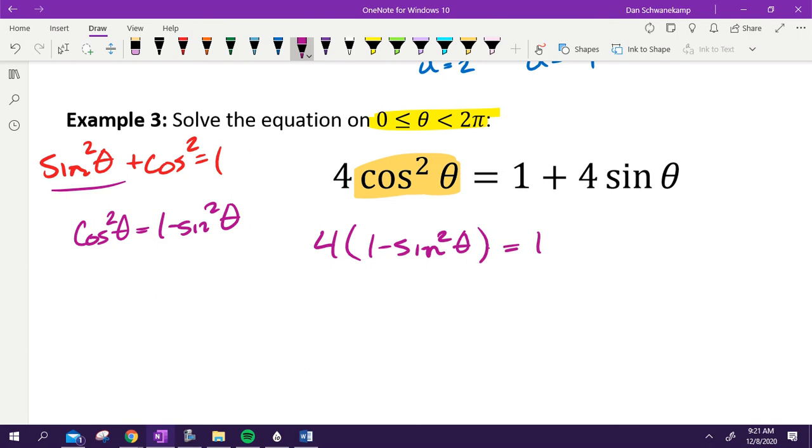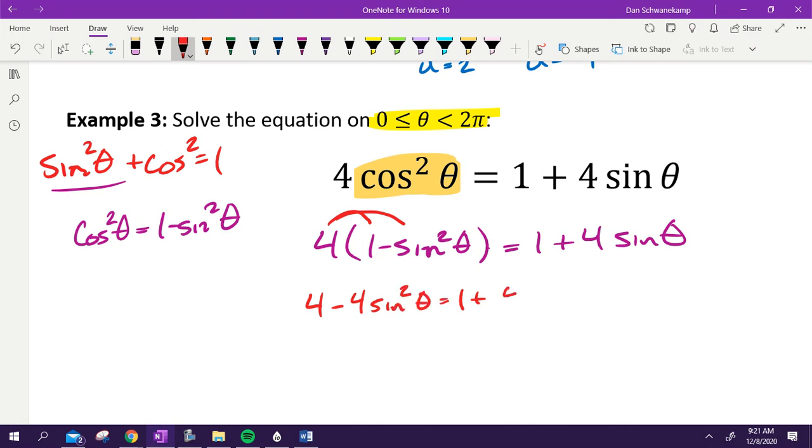Lovely. Then what'd you do? Okay. Good. Yeah, there's a whole lot of stuff you got to do here. But yeah, distribute that thing. So I get 4 minus sine squared theta equals 1 plus 4. Oh, I'm sorry. I didn't distribute that. 4. Silly goose. There we go. Is equal to 1 plus 4 sine theta. She said, that's a quadratic. I see squareds. I see not squared things.